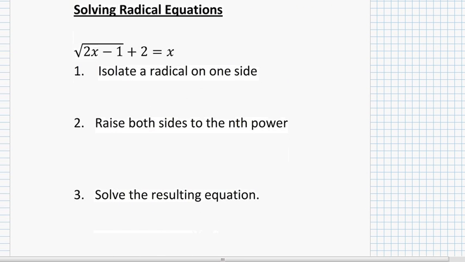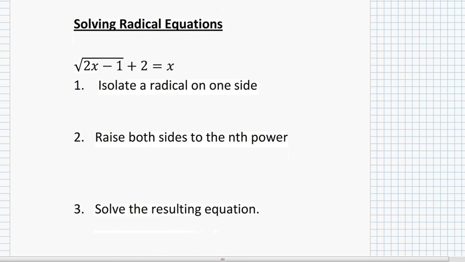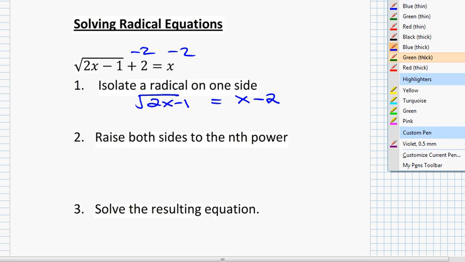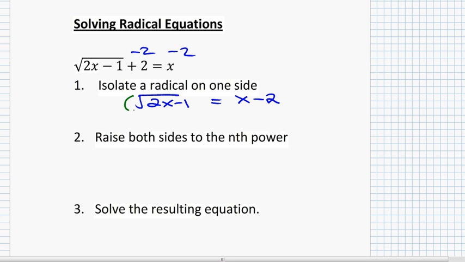Solving radical equations, the last type of equations that we're going to solve. You want to isolate the radical on one side. So basically subtract 2. Raise both sides to the nth power, which means you're going to eliminate the radical by squaring both sides.